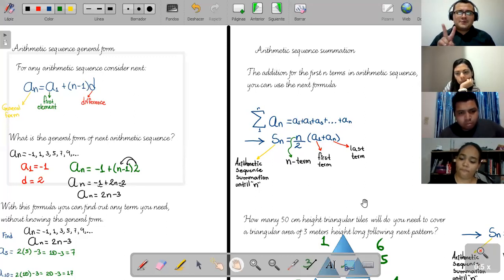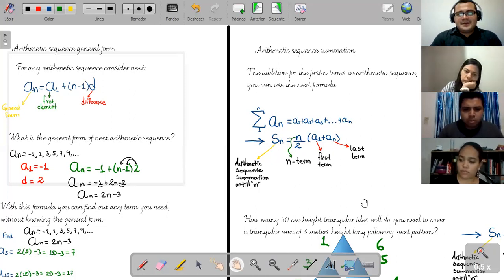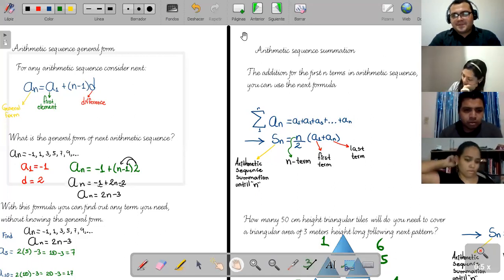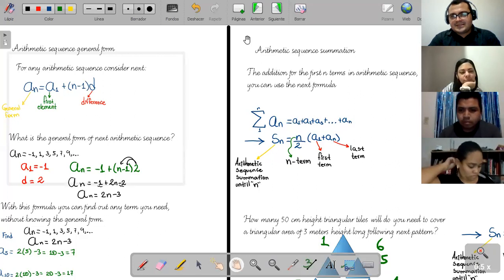As I told you, we're going to focus on 2 sequences. Arithmetic and pro something. Excuse me? Geometric sequence. Geometric sequence, okay? It's true.